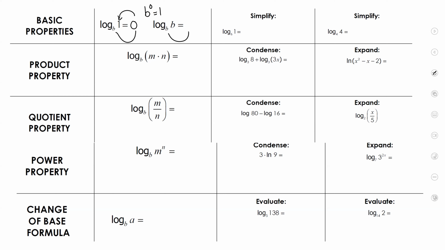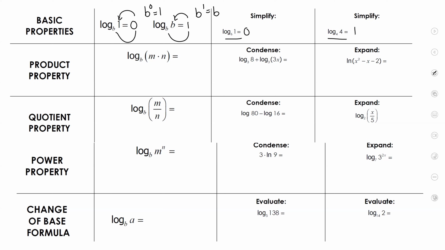B to what power will give you b again? 1, because anything to the power of 1 is just itself. So guys, go ahead and answer these two questions using the property we just went over. What should this be? 0 and 1.